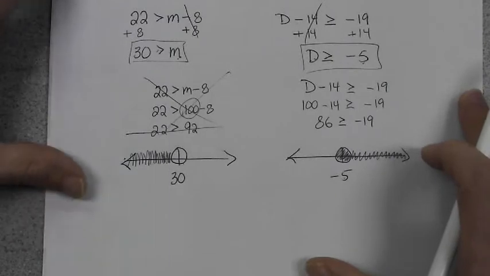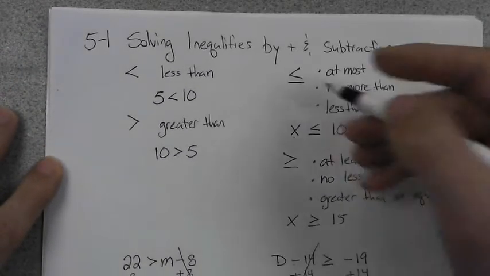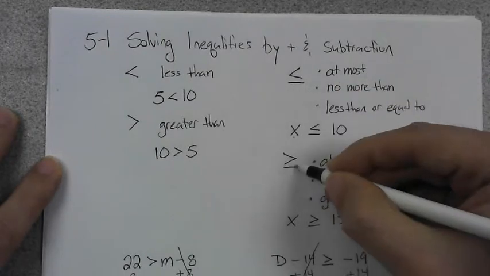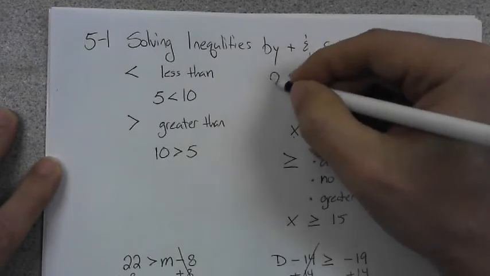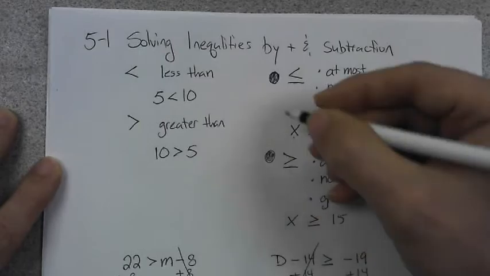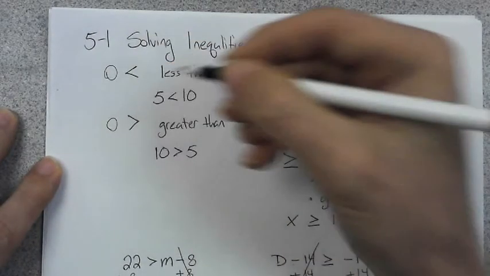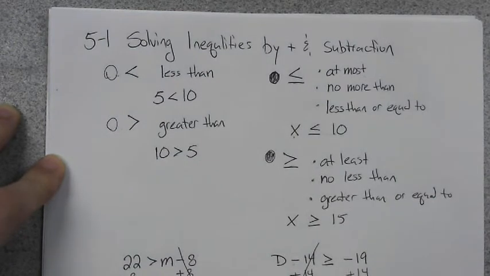So back up to our definitions. If you see one of these symbols that has the equal sign, you're going to give it a shaded-in dot on the number line when you graph. These ones get open circles, because it can't equal those numbers. And that is about it for this section.